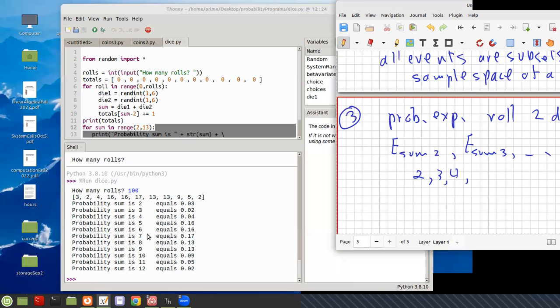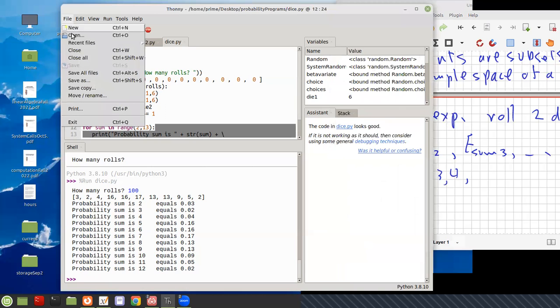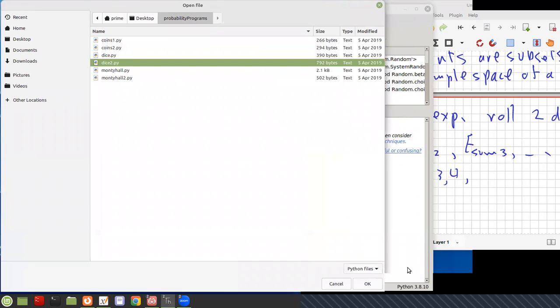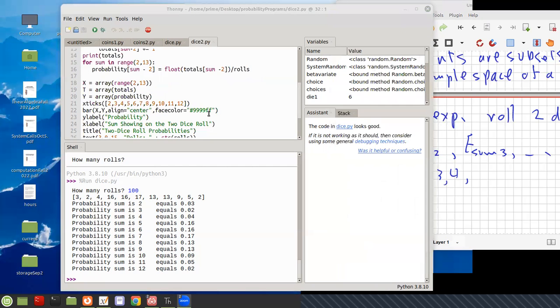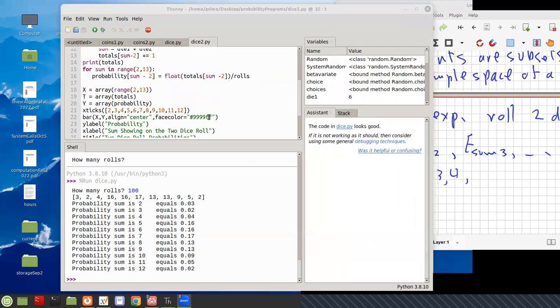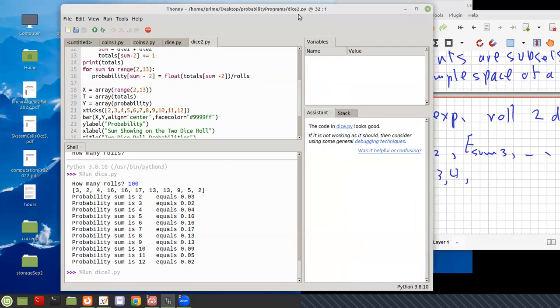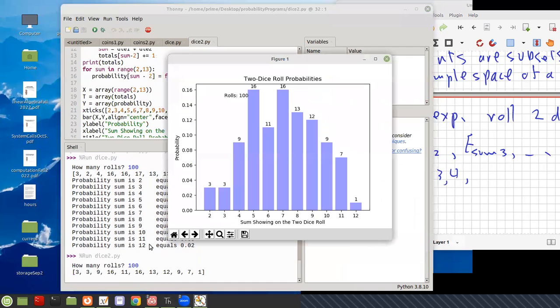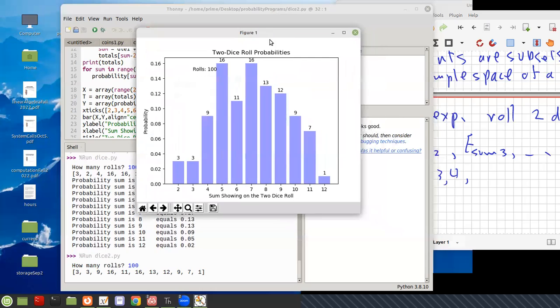And that might not be obvious. Let's look at the next one. And let's see if this works. How many rolls? Let's do 100. Okay, what this one does is it makes a nice graph. So you can visually see, for 100 rolls, how many were in each sum.